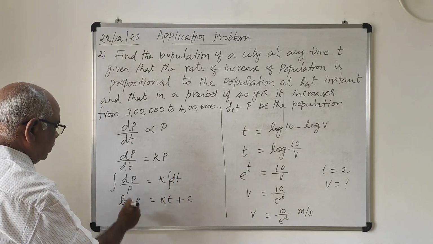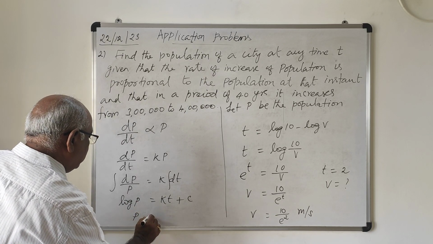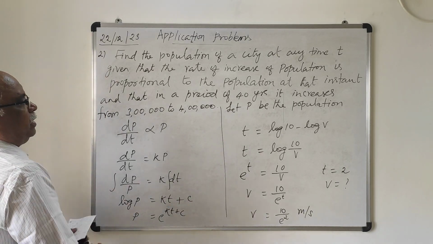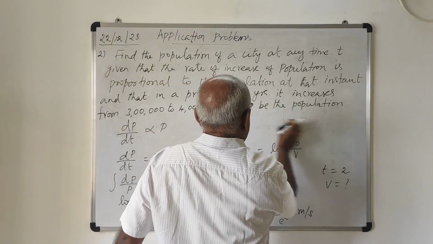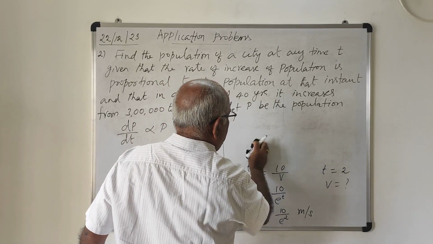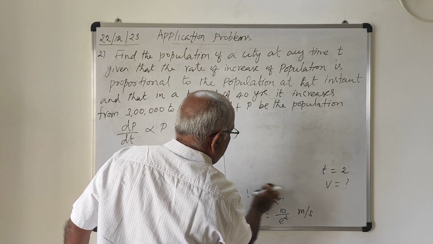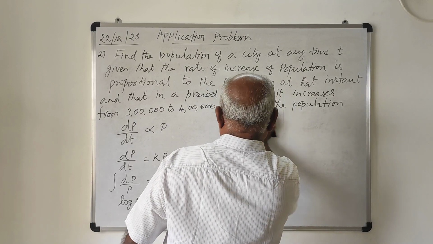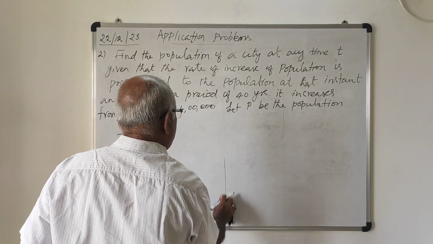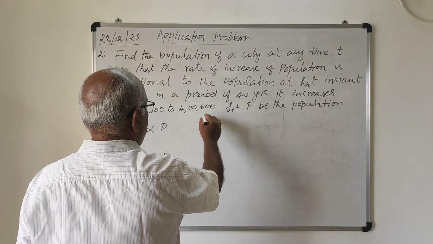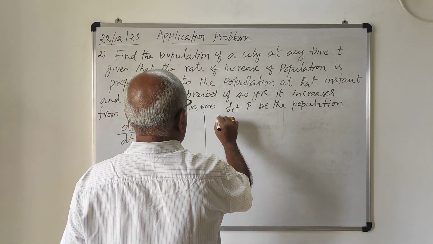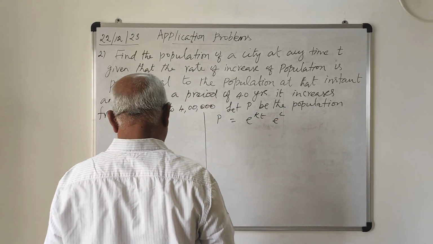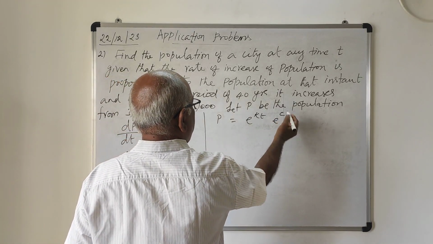Now raising the power of exponentiation, you will get e power log p equals e power kt plus c. This is e power kt and e power c. So p equals e power kt into e power c. E power kt plus c can be expressed as e power kt into e power c.